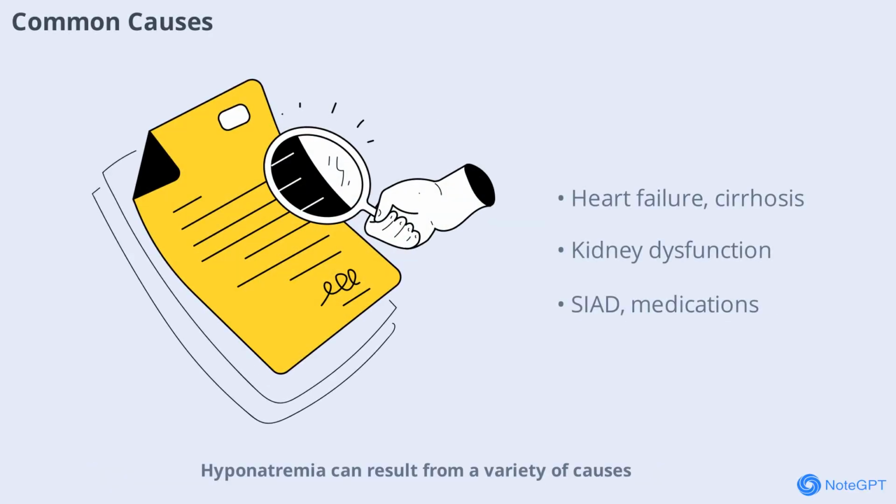Hyponatremia can result from a variety of causes. The most common include heart failure, cirrhosis, kidney dysfunction, and certain medications. Other causes include excessive water intake, hormonal imbalances, and conditions that stimulate inappropriate antidiuretic hormone (SIADH) release. Identifying the underlying cause is essential for effective treatment and prevention of recurrence.